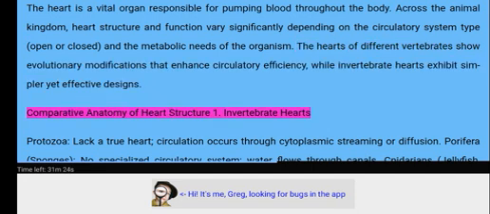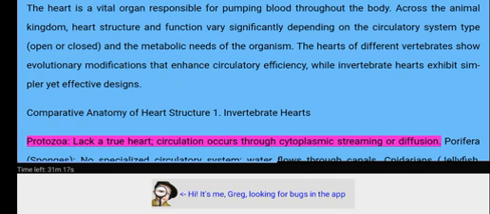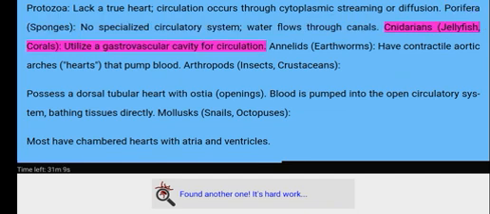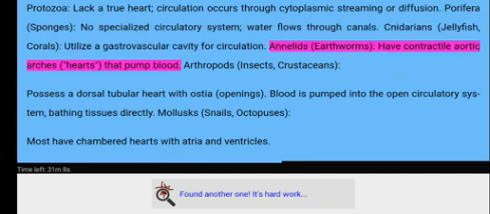Comparative anatomy of heart structure. 1. Invertebrate hearts. Protozoa lack a true heart; circulation occurs through cytoplasmic streaming or diffusion. Porifera, sponges, have no specialized circulatory system; water flows through canals. Cnidarians, jellyfish and corals, utilize a gastrovascular cavity for circulation. Annelids, earthworms, have contractile aortic arches, hearts, that pump blood.